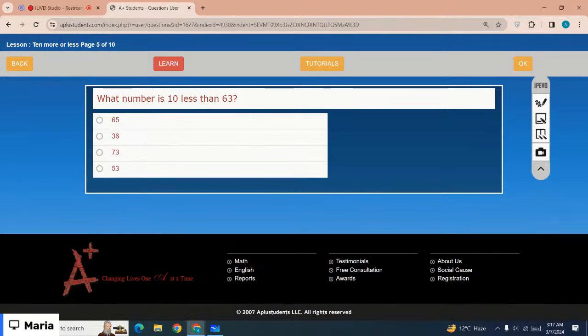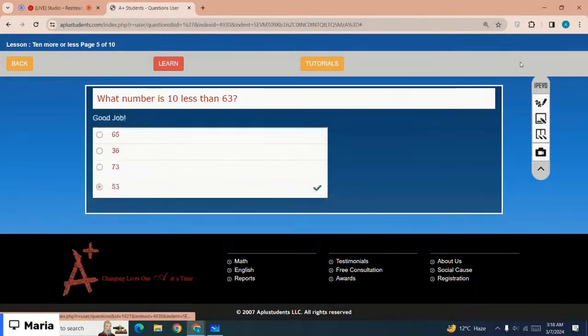What number is 10 less than 63? So which is the correct option? 10 less than 63 means the correct option is 53, right? The last one is the correct option. You have to subtract, and the correct option is 53.